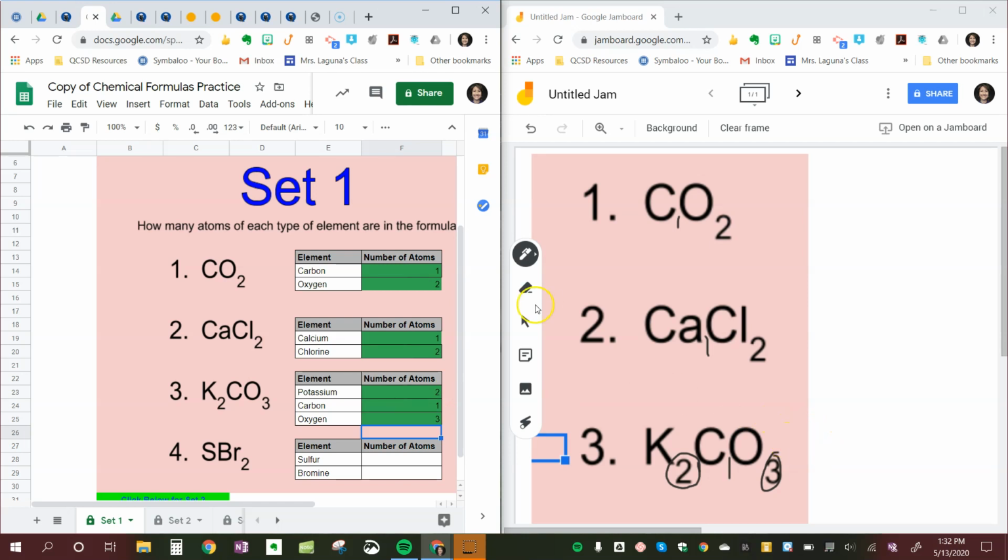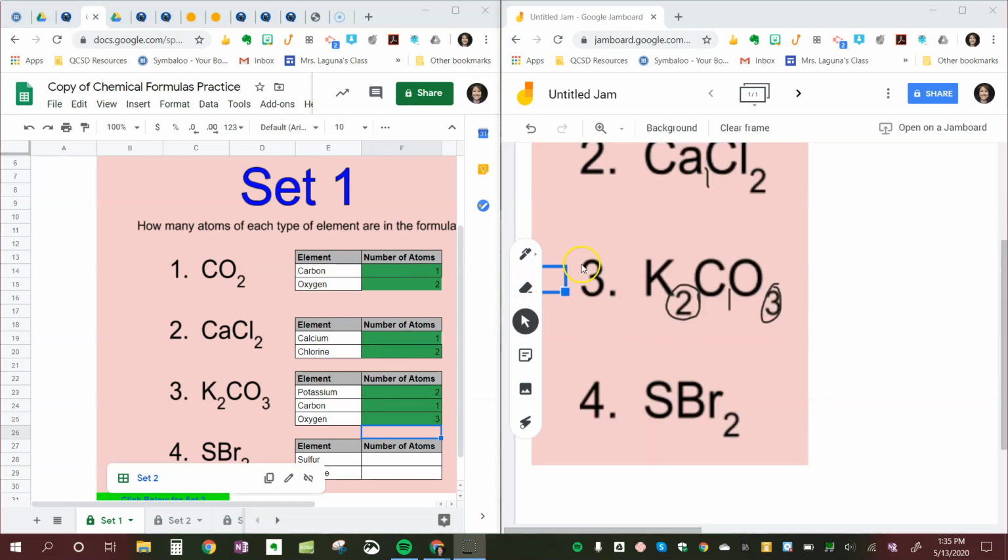Now, let's try one more. Okay, so this is sulfur bromide. And you can see sulfur has just 1 because there's no subscripts. We'll write in a 1. But the bromine element, there are 2 atoms of bromine. So we'll go back over here and we'll put a 1 for sulfur. Hope it turns green. And a 2 for the bromine. Did we get it? Click out of there. Yep, we got it. Now we're going to go to set 2.